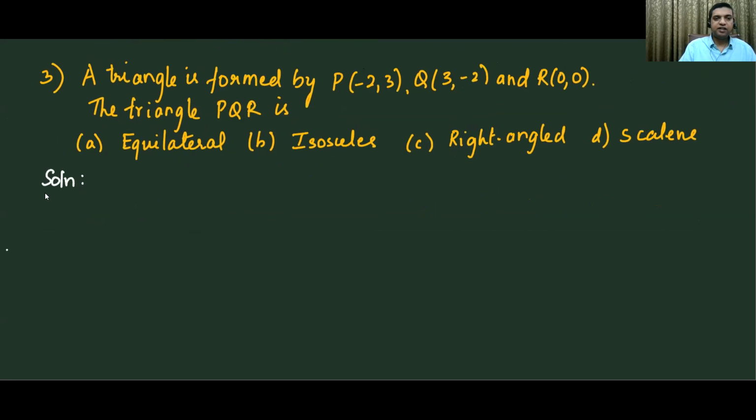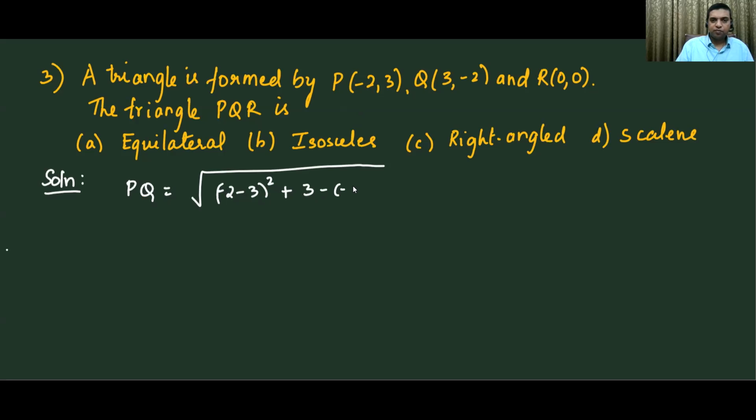What do we do? Just find the distance between the 3 points. So I think it's equilateral. Okay, let us see. Let's solve. What is the distance PQ? Under root of (-2 minus 3) whole square plus (3 minus of minus 2) whole square. That is x1 minus x2 whole square plus y1 minus y2 whole square.